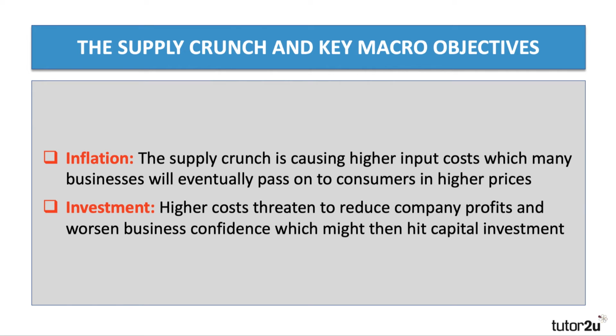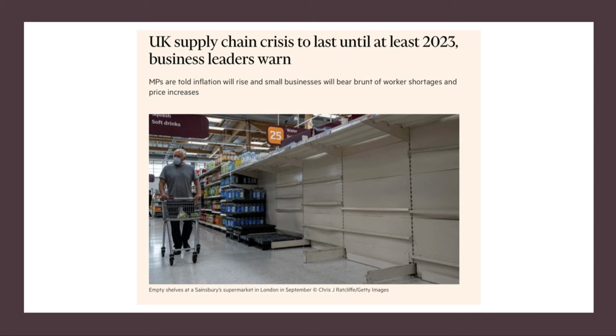Second macro effect is investment. If businesses are facing higher costs, they'll take a hit. The profits will take a bit of a hit, and their confidence will probably suffer as a result. And if profits are down and confidence is lower, that might well hit capital investment spending. So investment might take a negative direction. And quite a few UK business leaders are warning that this supply crisis could last at least until 2023, well into the year after next.